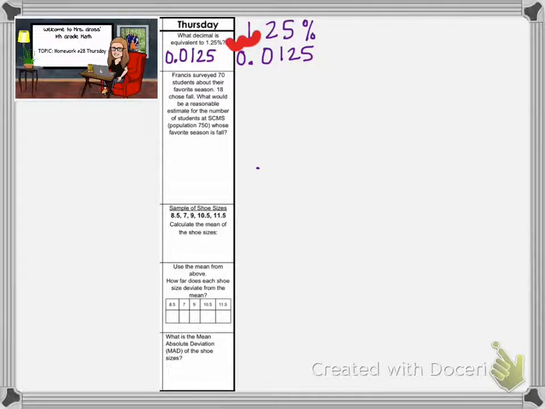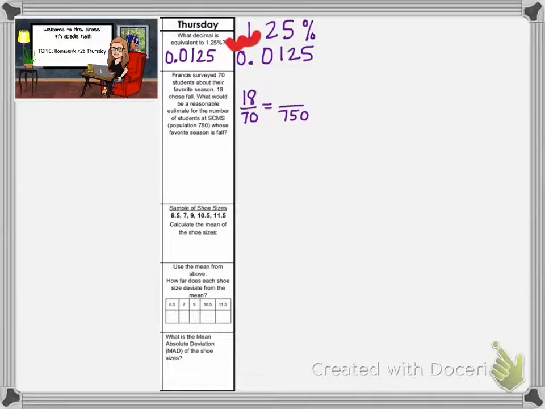Alright, and question number 2. Francis surveyed 70 students about their favorite season. 18 chose fall. What would be a reasonable estimate for the number of students at the SCMS, population 750, whose favorite season is fall? So if we look at the original, we've got 18 students out of 70, and we want to make a prediction or estimate out of 750. So we're making our proportion here, 18 out of 70, so how many out of 750? And remember, you can do this 2 ways.